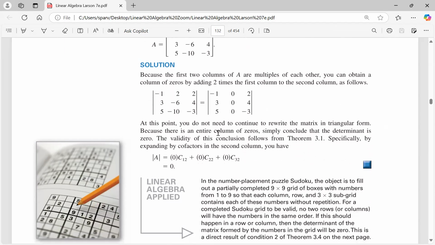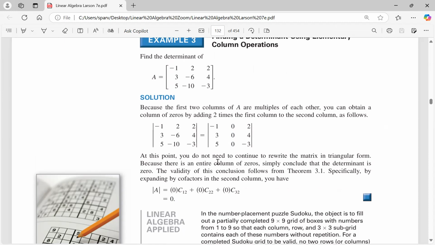Now it says you don't need to continue to write the matrix in triangular form. Remember, when we expand, you can expand about any row and column. We said that in the previous section. If you expand by cofactors in the second column this time, just like we did in the exercises, you get 0 times the cofactor, 0 in the second row, second column times its cofactor, 0 in the third row, second column times its cofactor. Every one of those will be 0. So the determinant turns out to be 0.